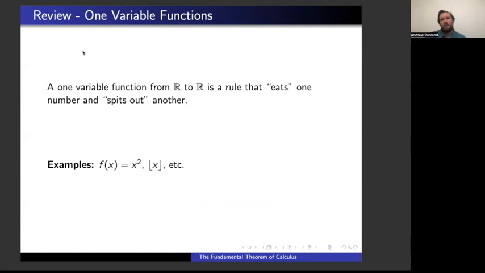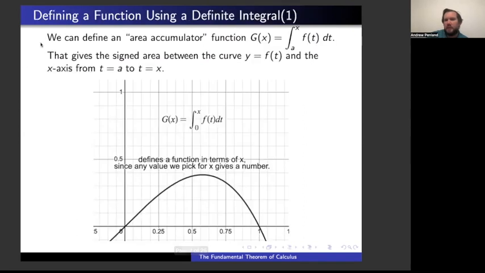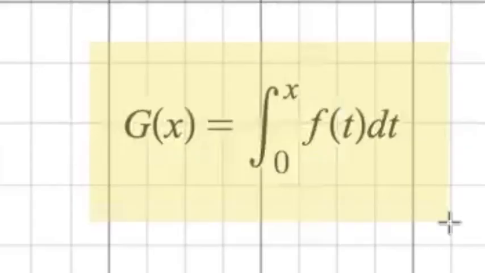Let's remind ourselves real quick what a function is. When we're talking about a function with one variable that takes real numbers and returns real numbers, basically I think of it as having a number as input and a number as output. Anything where you can tell me a number and I can tell you a number back, consistently, is a function. This is a function you probably weren't expecting, but I can actually define a function in terms of the definite integral of another function.